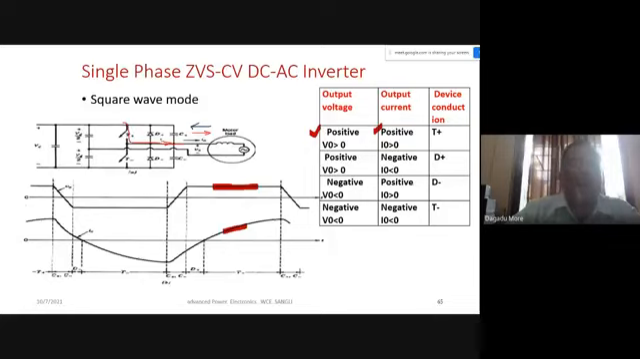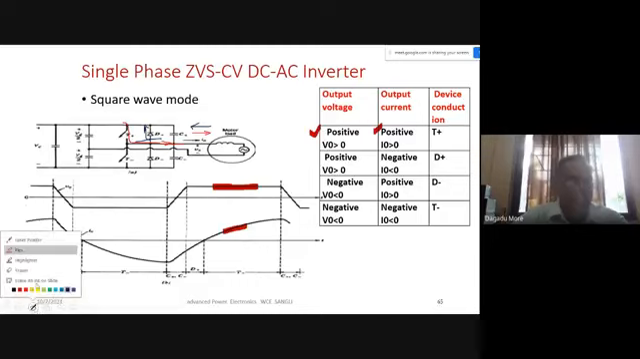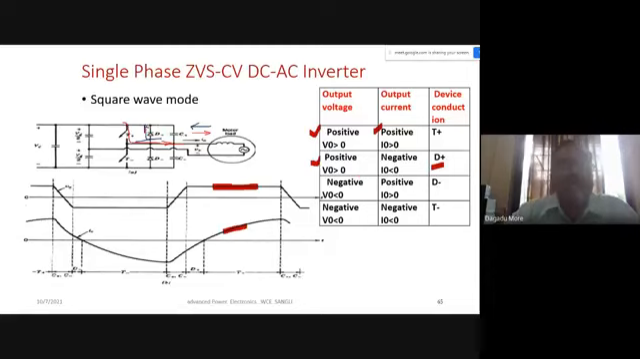And the option available in that case is D plus has to conduct. Okay, this has to conduct. So whenever we require a positive output voltage and negative current, then the device on will be D plus, the upper device will be on. Let us consider this case, where our current is negative and output is positive, where our D plus has to conduct.